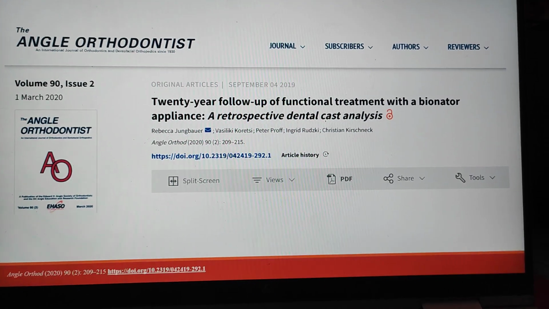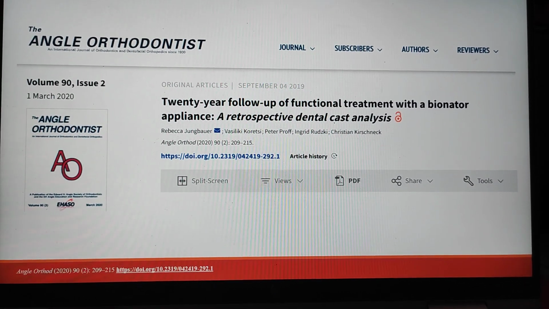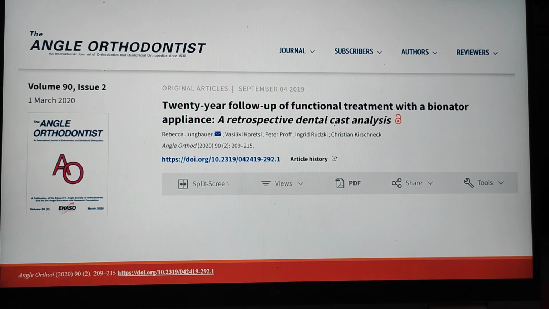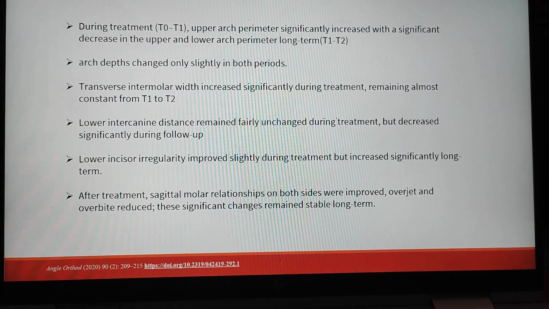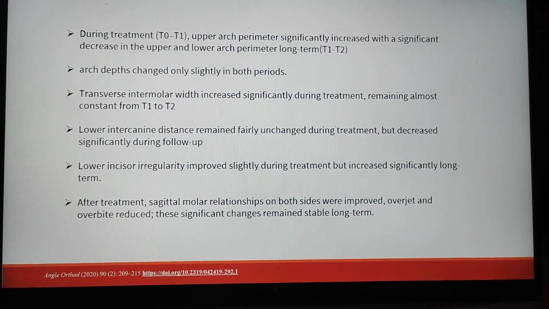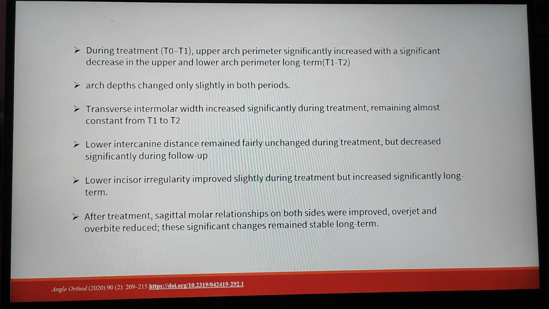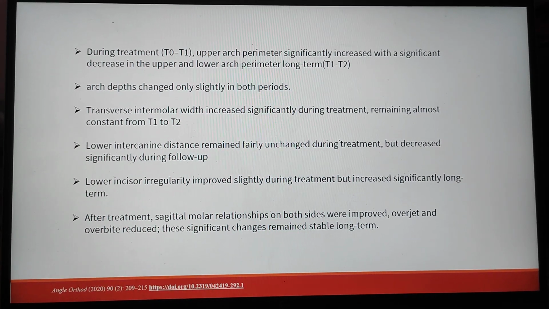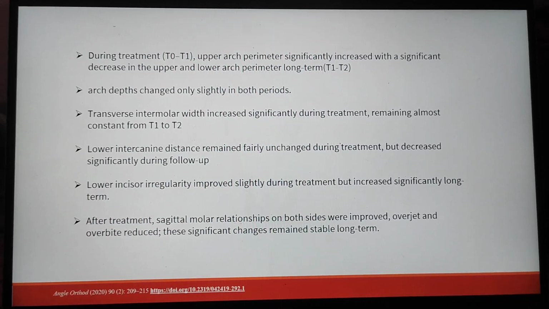This is the article quoted in Angle Orthodontist, a 20-year follow-up of functional treatment with bionator appliance, where a retrospective dental cast analysis has been done, which shows that during the treatment, arch perimeter significantly increased but decreased on a long-term basis. Arch depths only slightly improved.